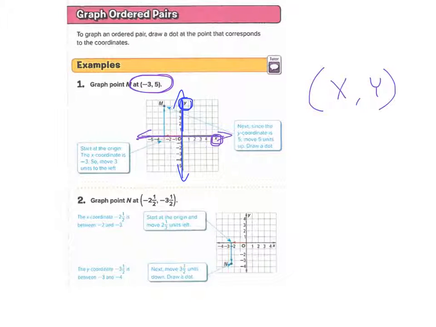So first number tells you how many to go left or right. Second number tells you where to go up and down. Where those two meet up with each other, that's where your point goes. So in this first example, they went left to -3, they went up +5, and that's where they got their point M. Whenever you place a point, you're always going to give it a name, so that way you know what it was that you were trying to plot.